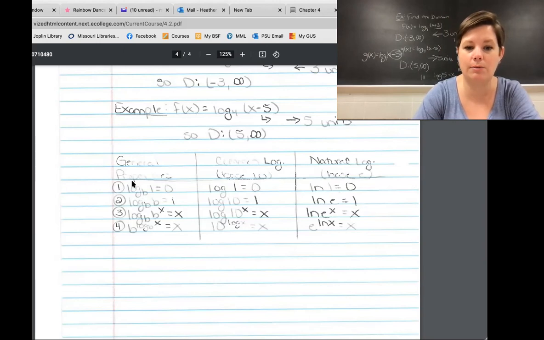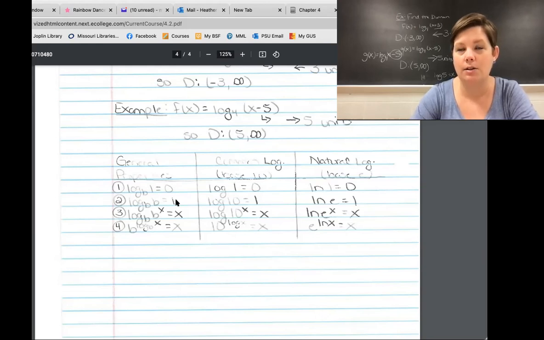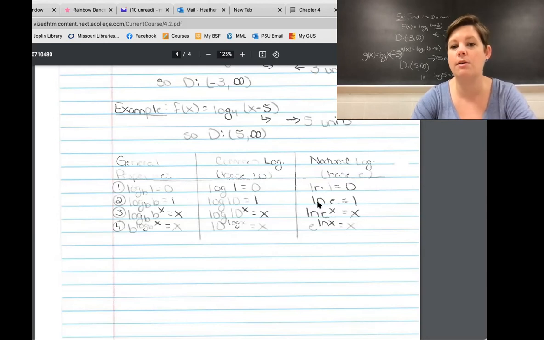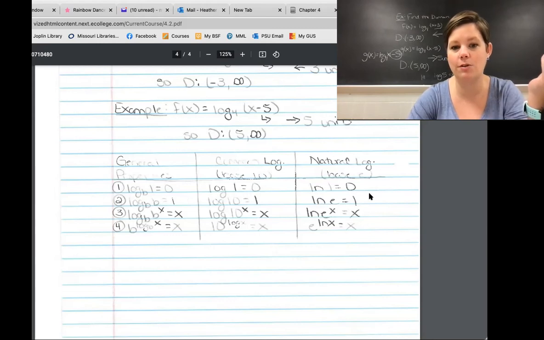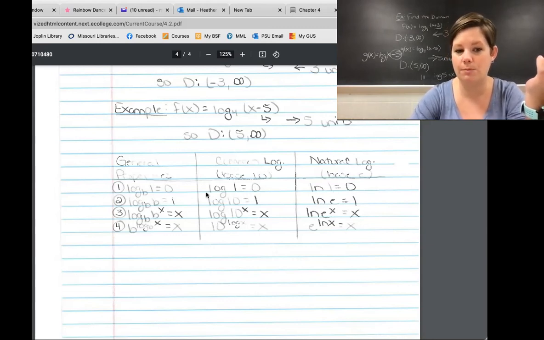So that's that one. Log base b of b equals 1. Again, this was actually the first property that I did at the front of the board. And that's because the base becomes the base and the answer becomes the exponent, we'd have b to the 1 equals b. Okay, well, that's always true. 10 to the 1 equals 10. e to the 1 equals e. Anything raised to the 1 power is going to give you itself. That's why this second one is true.